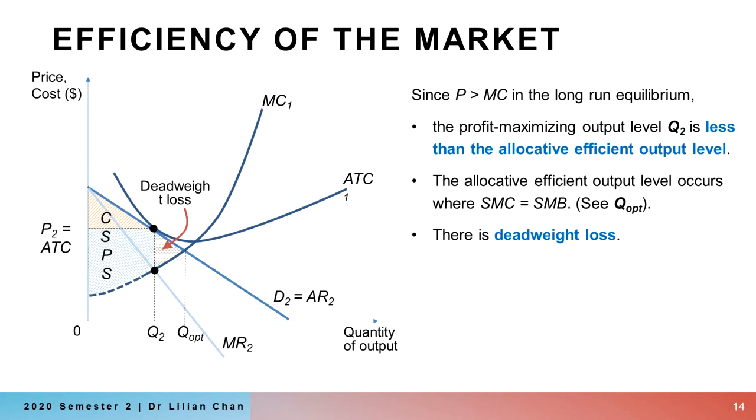Now you can see from here, the long run equilibrium output level of this firm is Q2, which is not the allocative efficient output level. It's below that. Therefore, there must be deadweight loss. And the deadweight loss is indicated there. Consumer surplus is the area above the price, below the demand curve. And then the producer surplus is the area above the MC curve, the cost of production, and below the price that the producers get. So for that, it is similar to monopoly.